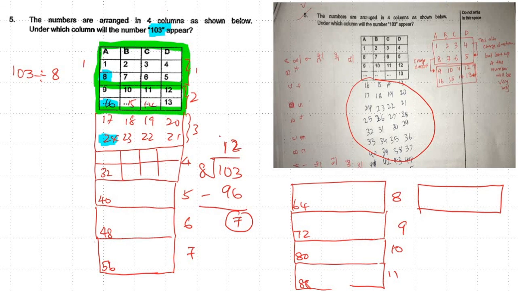Wait, where am I? This is the 12 set. 96. But I will have a remainder of 7. So maybe then I can start from here, because I know that here is 8, right? Then I go down, if here is 96, because here is 8, then I go down. 97, 98, 99, 100. Then here is 101, 102, 103. And then 103 happens to be in column B.